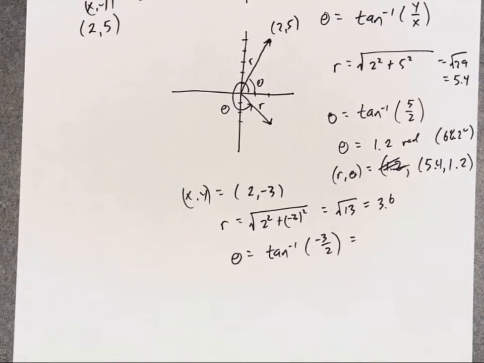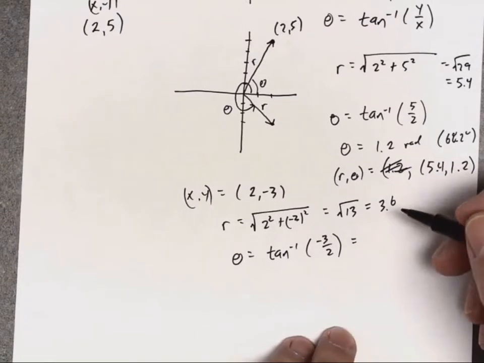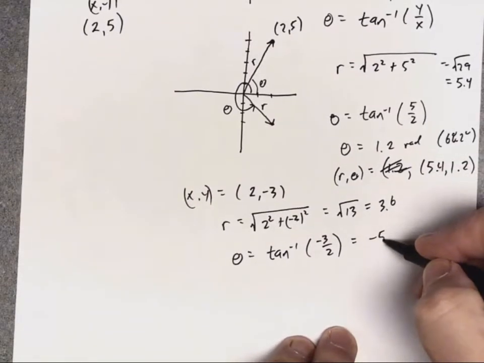So what I'm going to do, just because I want to understand it, is first do it in degrees, just so I can see it, and then I'll give the final answer in radians, just so we can understand it. So if I do it in degrees, -3 divided by 2, inverse tangent equals -56.3 degrees.